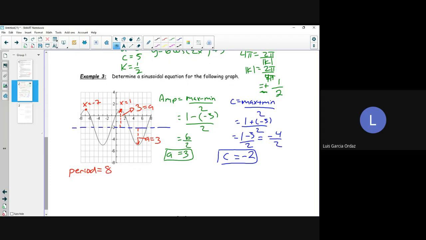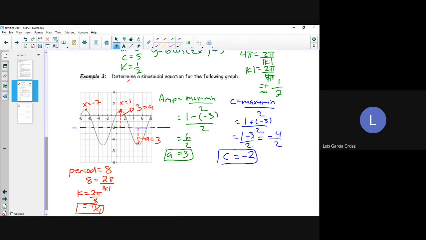We don't really need the period in our equation because that doesn't represent the k value. So what are we going to use to find the k value? 8 is equal to 2 pi over k. Now we just cross multiply. We got k is equal to 2 pi over 8. And if we simplify that, what does that give us? Pi over 4. So that would be our k.